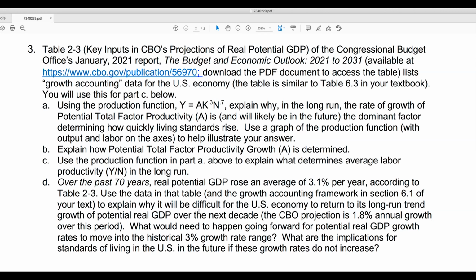So if we have numbers for K, N, and Y, boom, we have A. What does that mean? It means A gets derived, total factor productivity. How is that determined? It's derived as what we can explain about GDP growth from capital and labor.